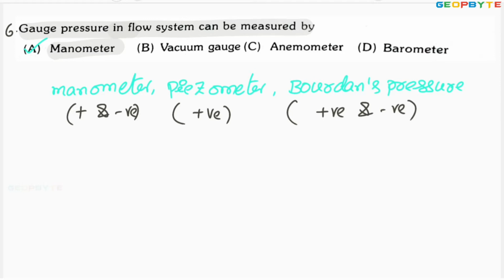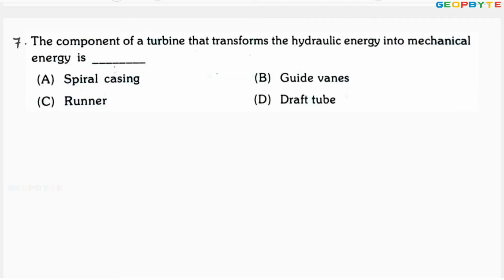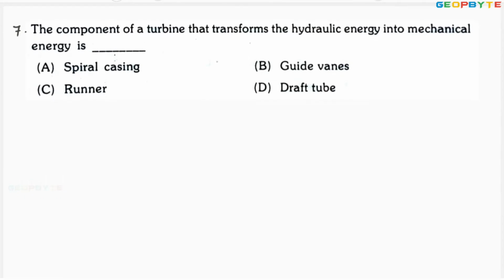So, manometer can be used for measuring the pressure above atmospheric pressure and below atmospheric pressure. Whereas piezometer is suitable for measuring only positive pressure, meaning pressure above the atmospheric pressure. Similarly, Bourdon's pressure gauge can also be used for measuring the pressure above and below atmospheric pressure. Anyhow, gauge pressure according to given options, manometer can be used for measuring the gauge pressure. I hope you got my point. Let us take another problem. Look at the seventh problem.